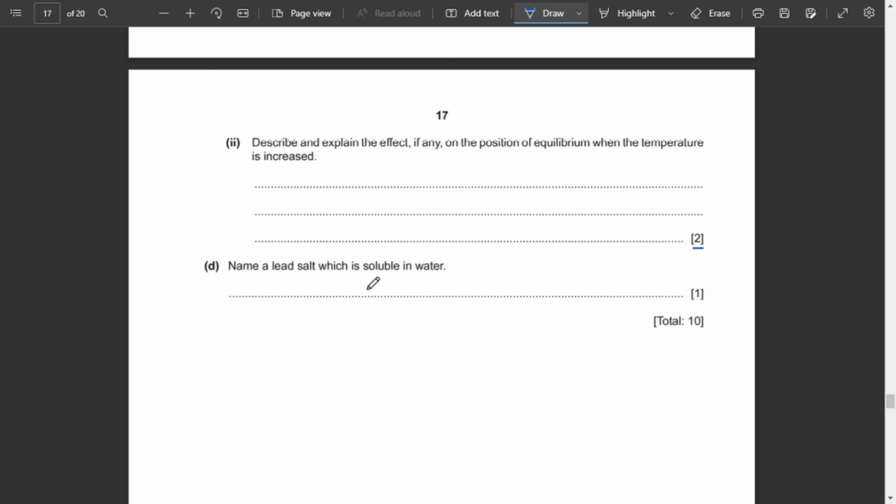You can check it out in your book, or you can ask your teacher to know it completely. But I think except lead nitrate, nothing else is soluble. But again, you should confirm it. I'm not really sure. I'm sorry for that. You'll do this and you'll easily get 10 marks.